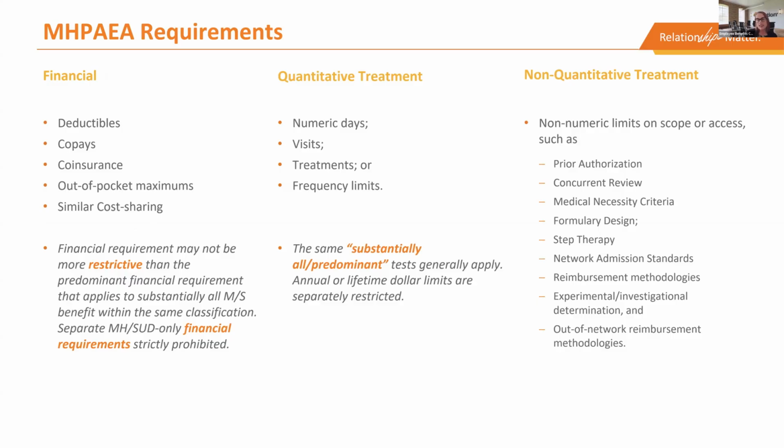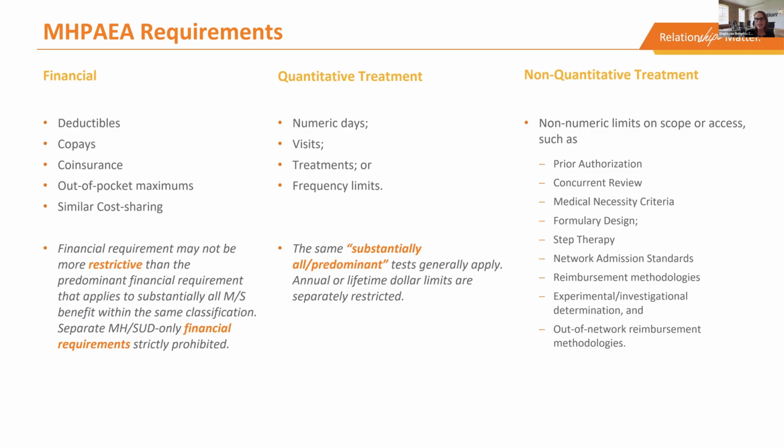Again, the analysis will address all 3 of these areas, even though the more complex area is the non-quantitative treatment limitations. Financial requirements are easy to spot. And again, the idea is that they're not any more restrictive in comparison. You can always have richer benefits for mental health and substance use disorders, and I see that frequently done, where they actually have better, richer benefits in order to ensure that those individuals get access to those treatments.